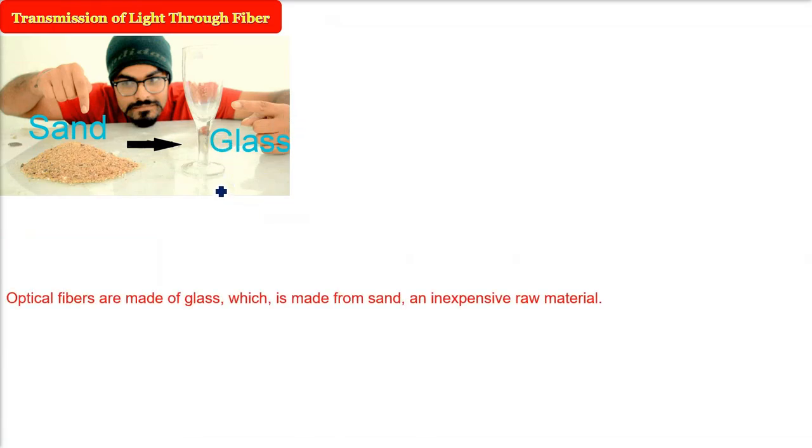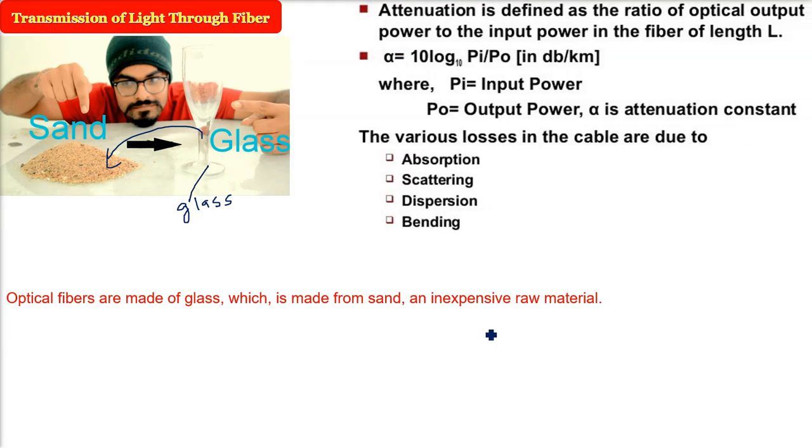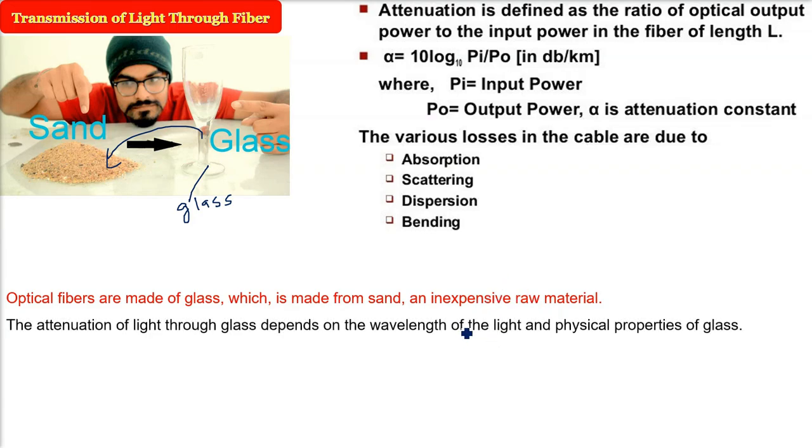The main thing to identify here is that optical fibers are made of glass. This is glass, and this glass is made from sand. Sand is everywhere. If you go anywhere, ocean, beach, or even the desert, you'll get inexpensive raw material, sand.